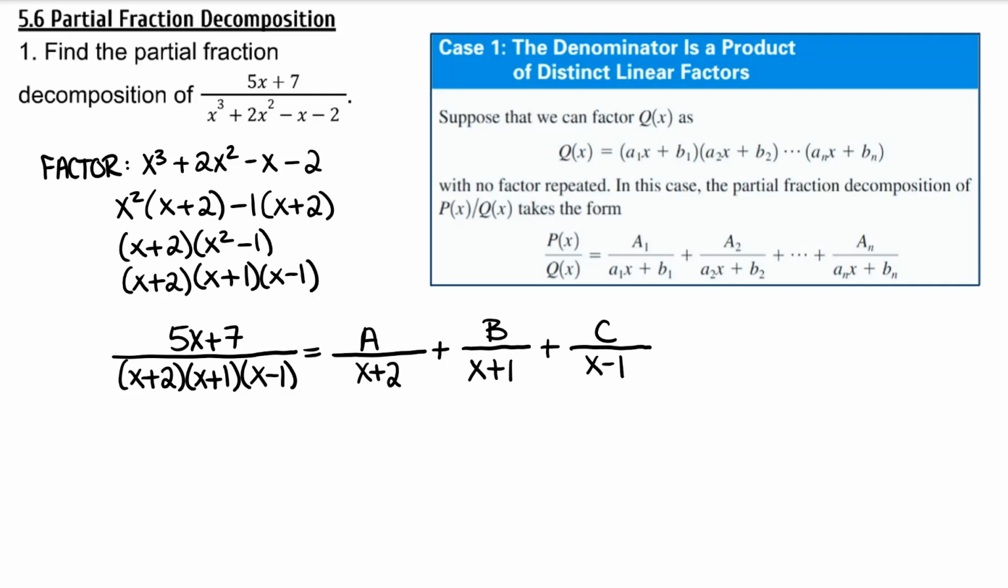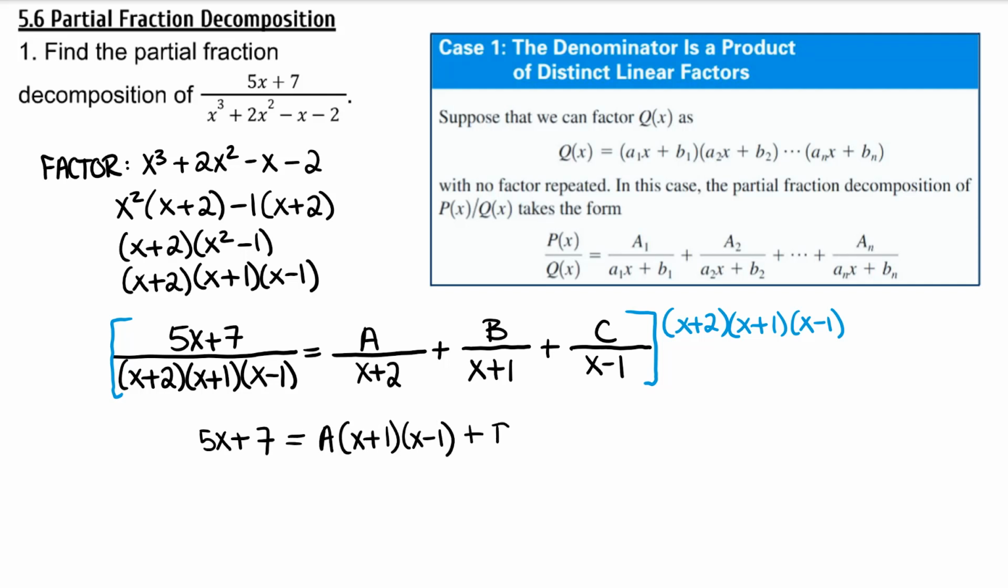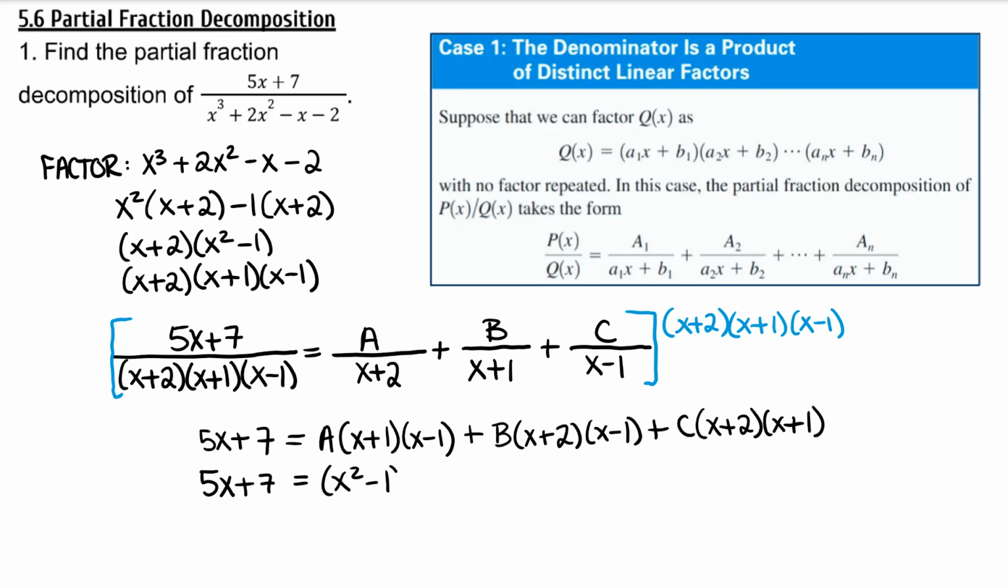To solve a rational equation, multiply both sides of the equation by the LCM, least common multiple, the denominator of the fraction we are decomposing. So we're going to multiply both sides of this equation by x plus 2 times x plus 1 times x minus 1. This leaves us with an equation without fractions. Expand the binomials on the right side.